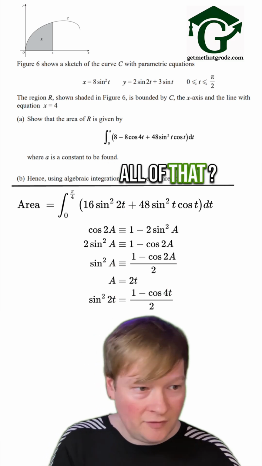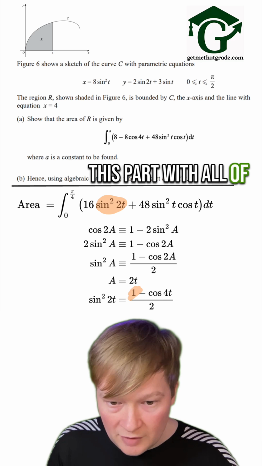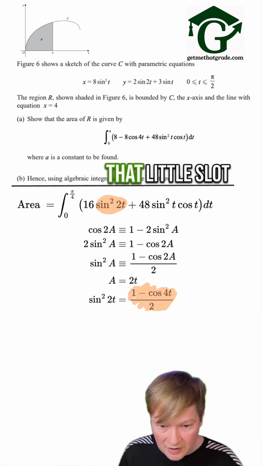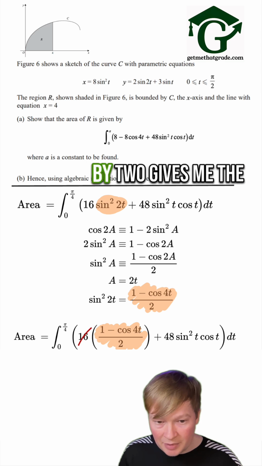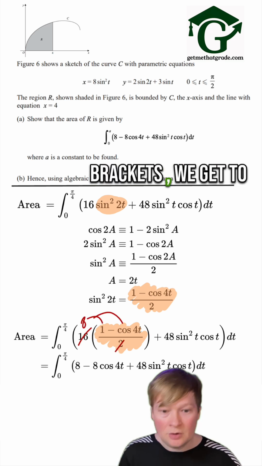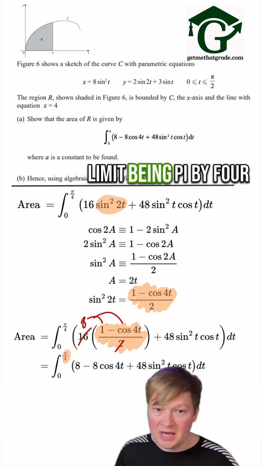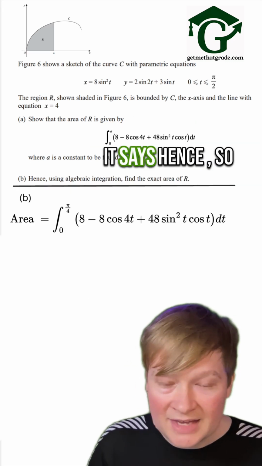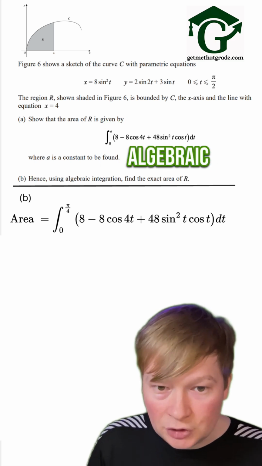So why have I done all of that? Well, that means that I can replace this part with all of this. And that's going to go in that little slot there. And you'll notice now 16 divided by 2 gives me the 8 that I wanted. If we expand the brackets, we get to the answer that we wanted in the question, with the limit being pi by 4.